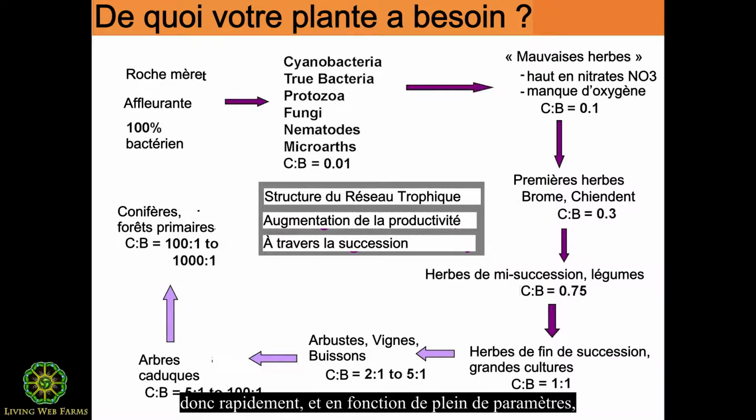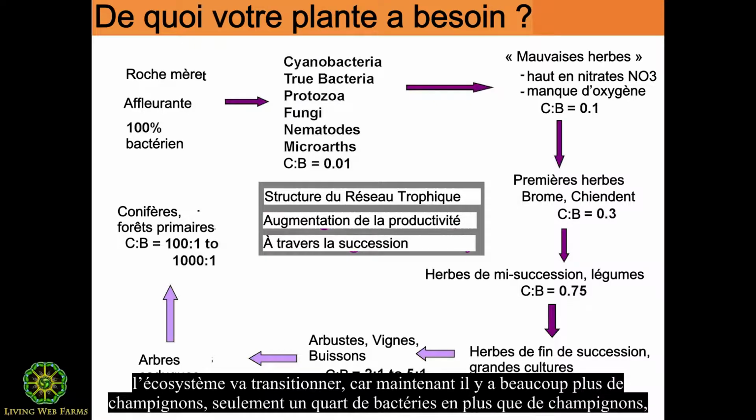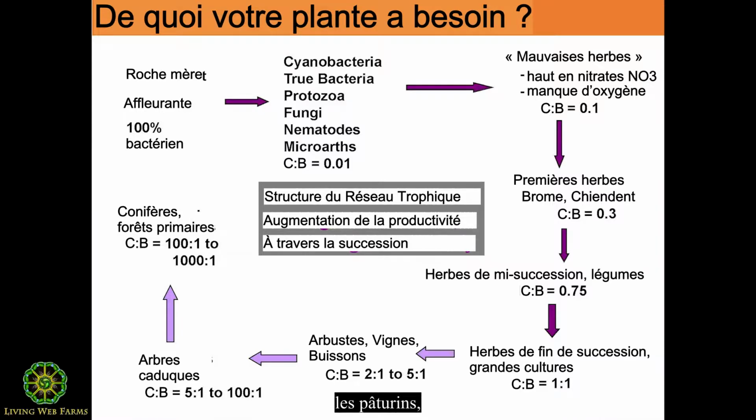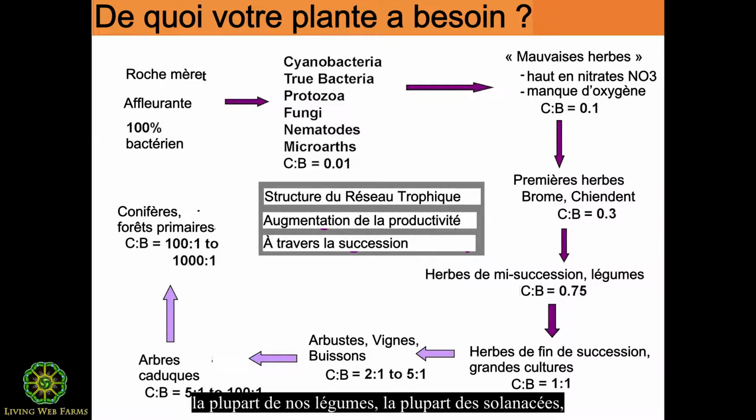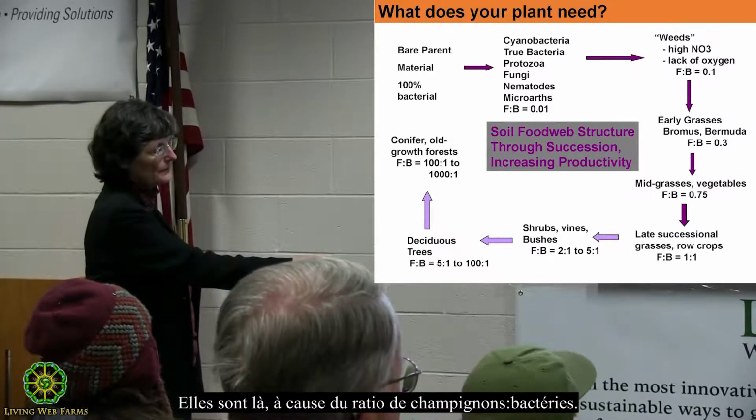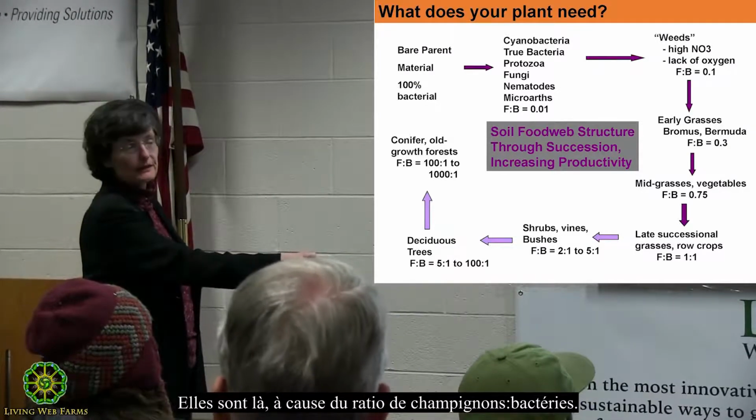So sooner or later, depending on a lot of different things, the ecosystem's going to shift because now we've got a lot more fungi, only 1/4 more bacteria than fungi. And so we set the stage for our mid-successional grasses like the ryegrasses, the poas. For most of our vegetables, for most of the solanaceae, carrots, lettuce, those kinds of plants. Right there, because of the ratio of fungi to bacteria.